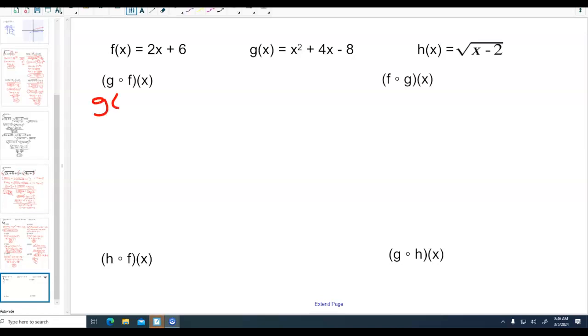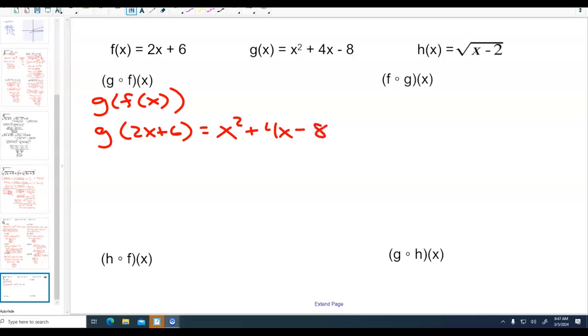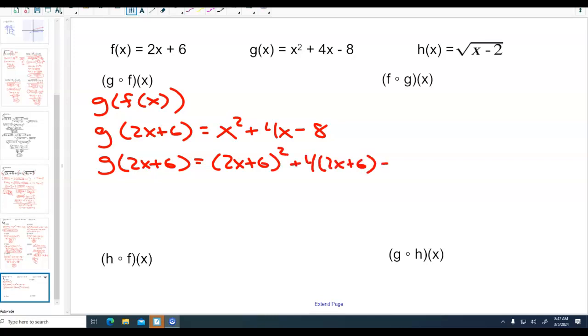Change this to g of f of x. And the reason why I like that is this. I can replace my f of x with 2x plus 6. And I'm simply, wherever I see x, plugging in 2x plus 6. 2x plus 6 squared plus 4 times 2x plus 6 minus 8.